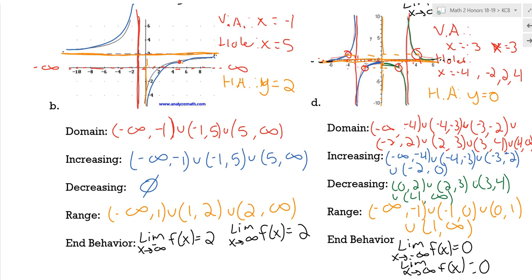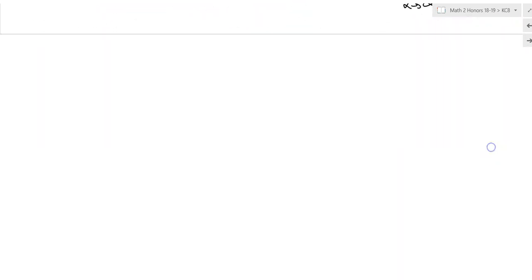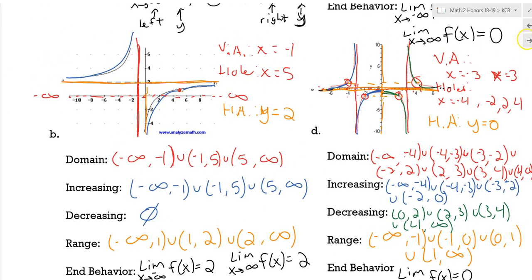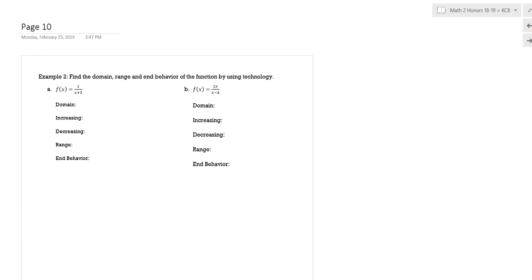Okay. All right. That's all we're going to look at in our video. Tomorrow in class, we're going to look at some of these graphs, or we're going to look at these two that are on our calculator. And then we'll do lots of examples tomorrow.